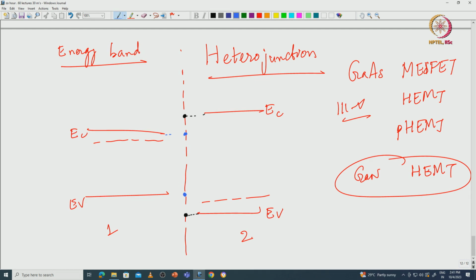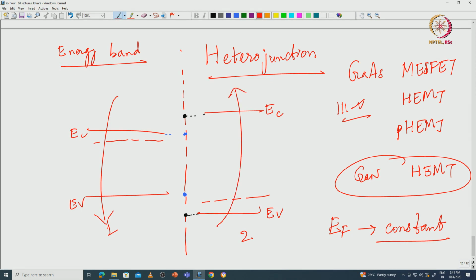However, what will happen here is that the Fermi level has to align in both cases. In equilibrium, the Fermi level EF has to remain constant. If the Fermi level has to remain constant, then this entire band will move down and this entire band will move up, so that the Fermi levels align. However, the black point will correspond to this and this, so when you move this up it will go like that, and when you are moving this down it will move like that until you have the Fermi levels aligned.